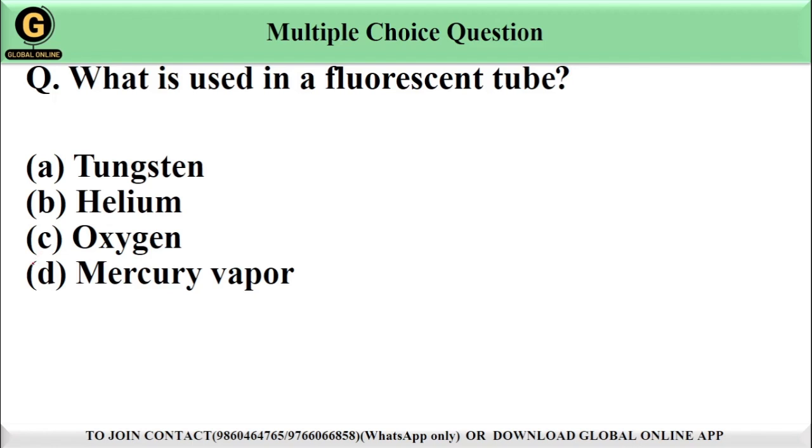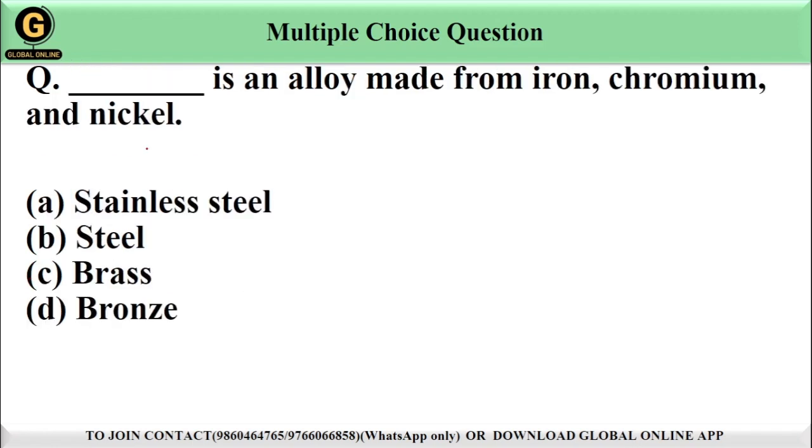So the correct answer among the options will be option D, mercury vapors. Let's move to the next question. Dash dash is an alloy made from iron, chromium and nickel. We have options here. Option A, stainless steel, option B, steel, option C, brass and option D, bronze.